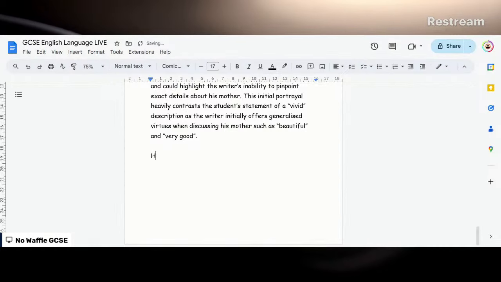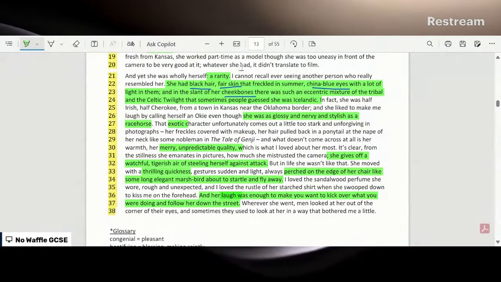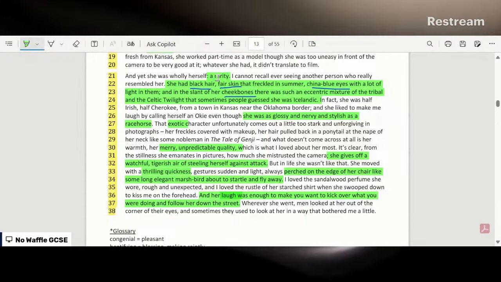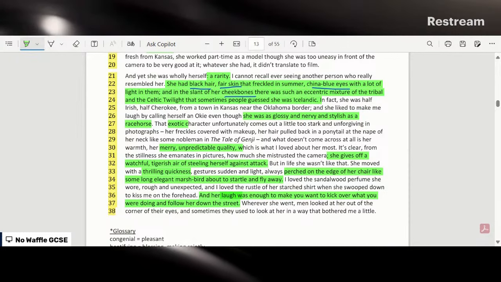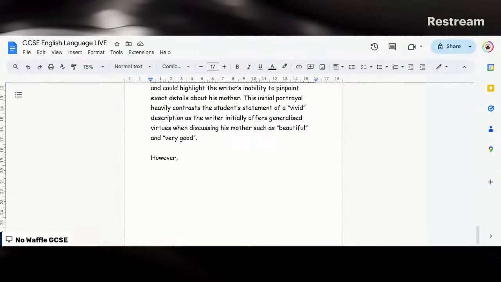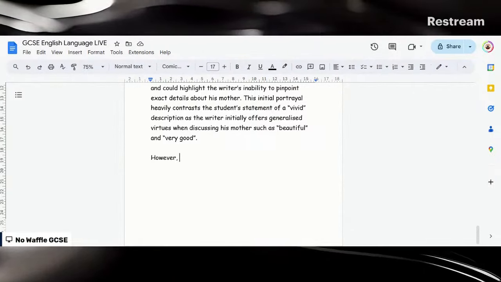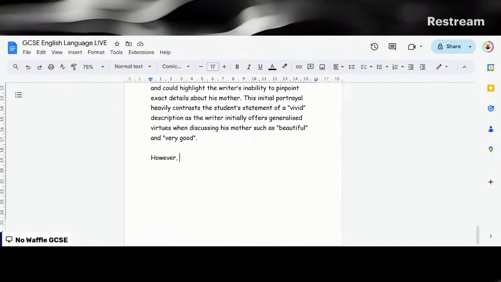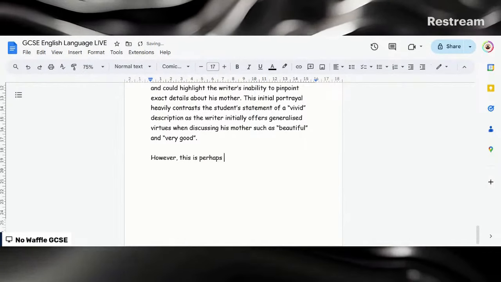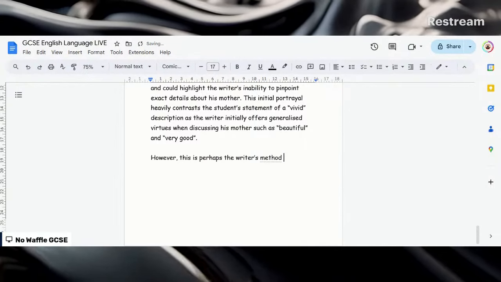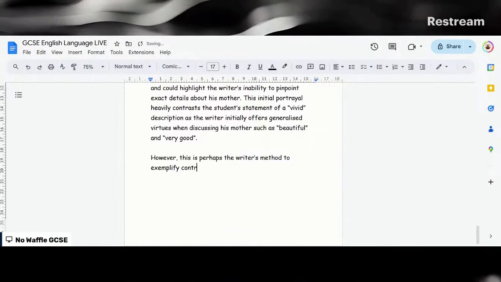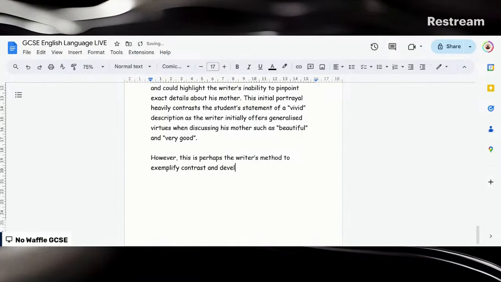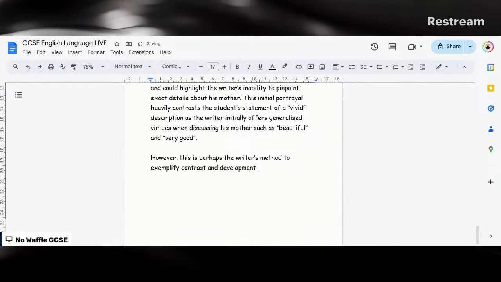Okay, we can then begin the next paragraph and say, however, because obviously going back to the extract, you can see that there's a development from these quite vague descriptions to definitely much more in depth, especially through the listing. So that's why we're beginning the next paragraph with however, we're preparing the examiner to suggest that we are willing to evaluate and weigh up both sides. So, however, this is perhaps the writer's method to exemplify contrast and development. Here we're bringing in some structural terms.